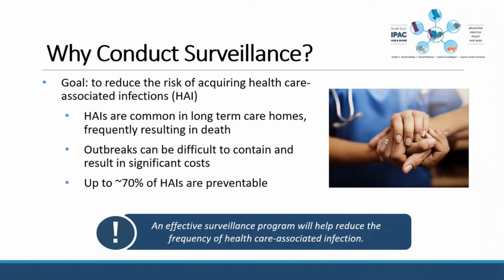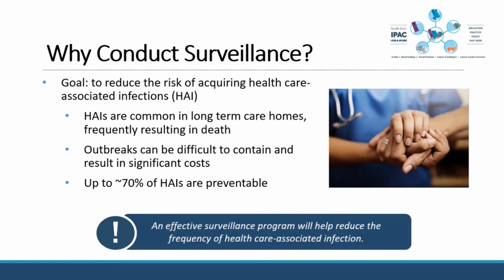So why conduct surveillance? So the goal is to reduce the risk of acquiring healthcare associated infections. Healthcare associated infections are common in long-term care homes, and they can frequently result in death. There's estimates that the rates of healthcare acquired infections in long-term care homes range from 3 to 7 per 1,000 patient care days, which is similar to what is seen in hospital settings. Outbreaks can be difficult to contain and they can result in significant costs to the organization.